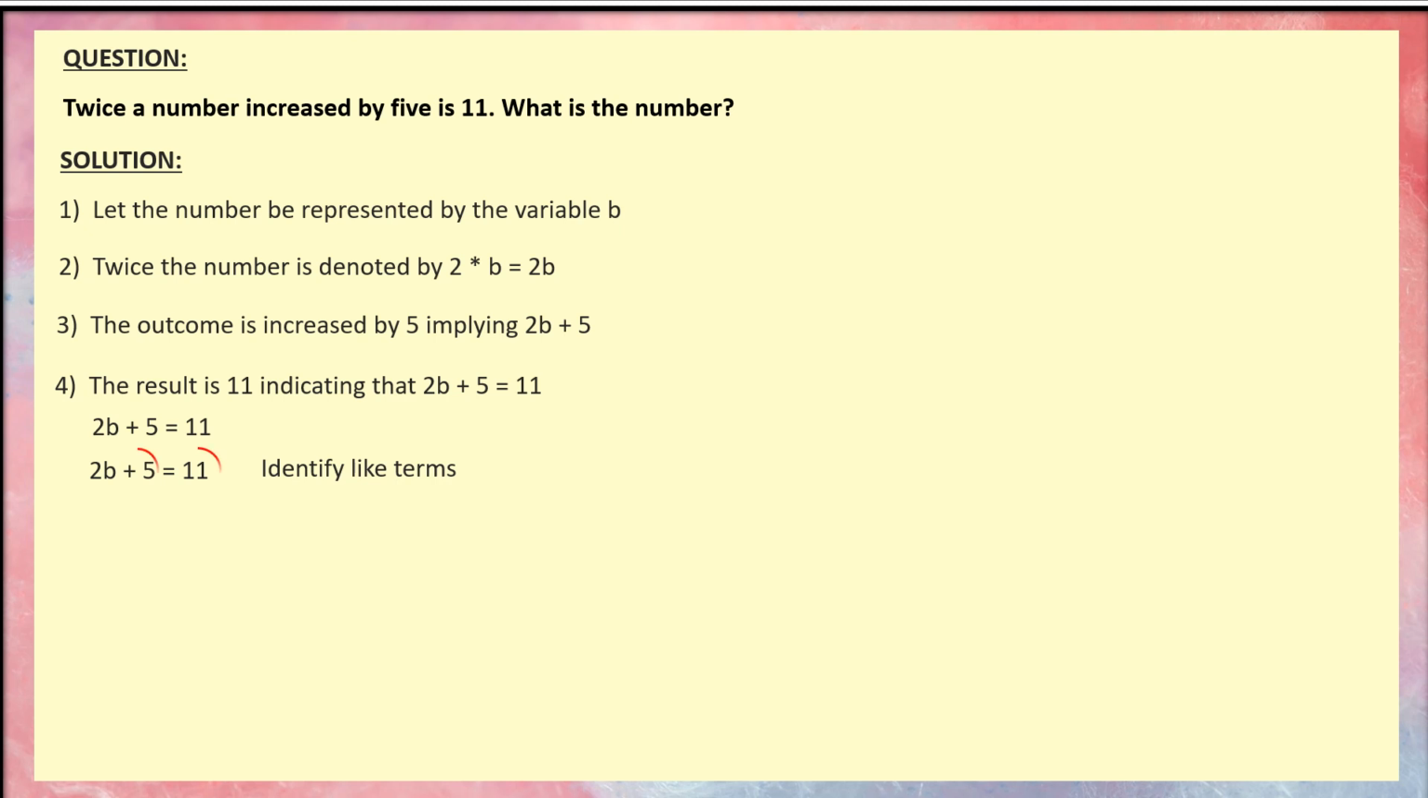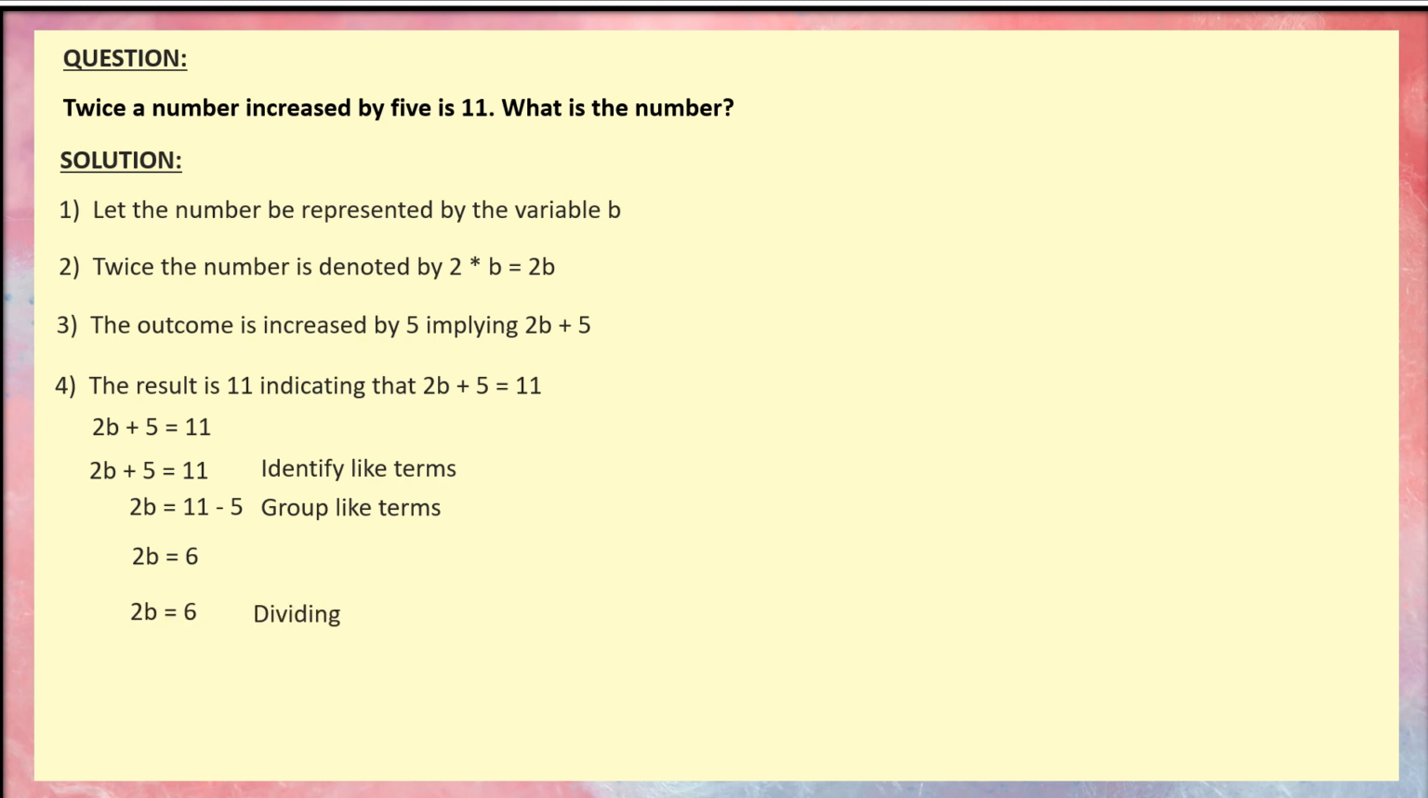So since we have identified the like terms, 5 and 11, we will group them as like terms. So we'll take the 5 to the right hand side, and it's plus 5 on the left hand side. By the time it crosses the equality sign, it becomes minus 5. So we have grouped it, so we'll simplify it further. So 2b now becomes 6. Why? Because 11 minus 5 can be simplified further to result in 6.